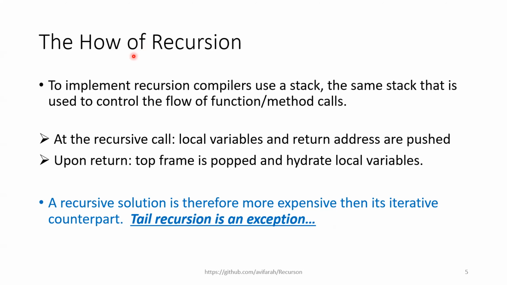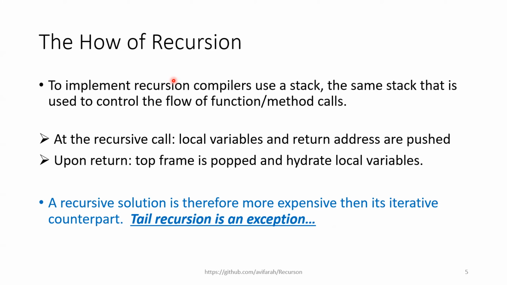So how does the compiler do recursion? The compiler implements recursion using a stack. The same stack that the compiler uses to keep track of method calls, it is using to keep track of where it is and how many times it has called itself. Any questions about that? This is very hand wavy.